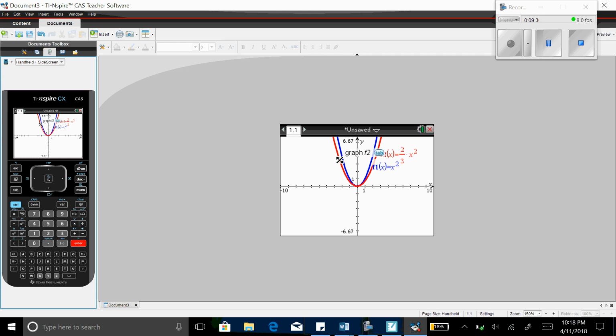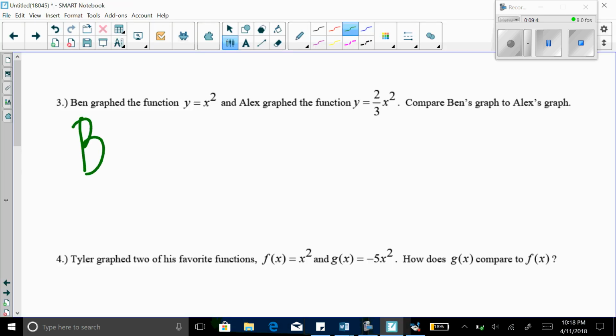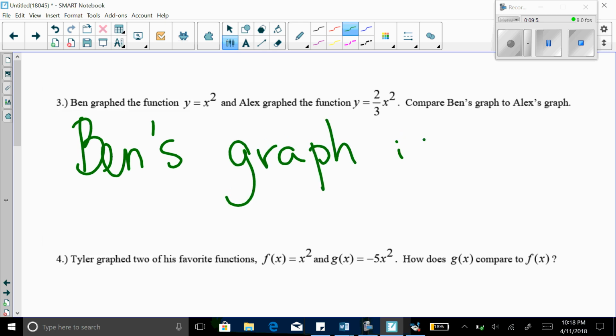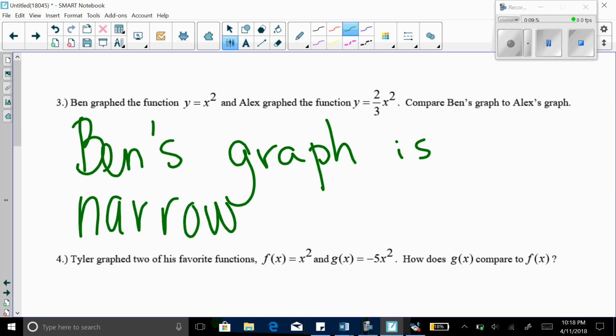So I hope you have an answer in your head. Ben's graph is actually skinnier or narrower, same word, than Alex's graph. Alex's is a little bit fatter than Ben's graph there. So we want to say here, Ben's graph is narrower. Remember, that means skinny but the Regents doesn't use the word skinny. They use the word narrower. So Ben's graph is narrower than Alex's graph.